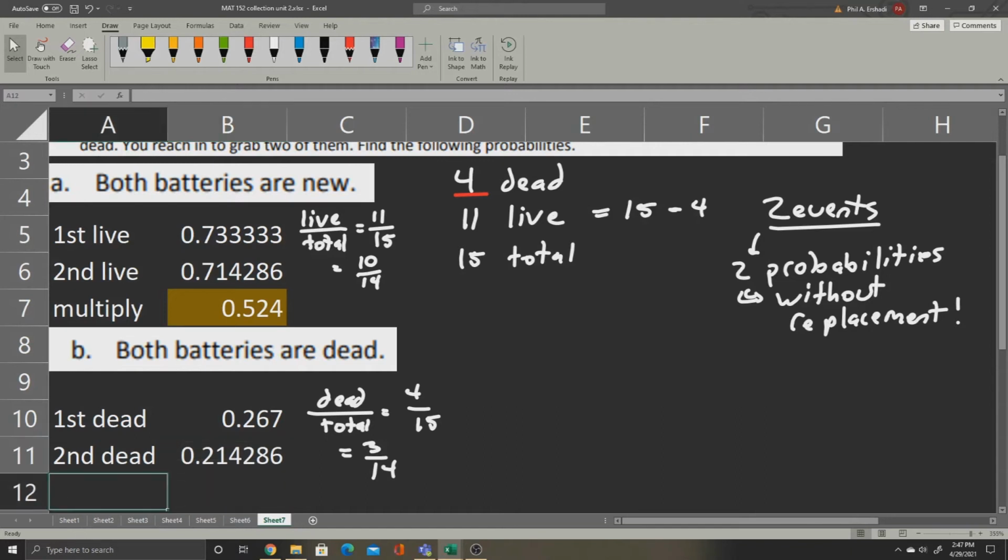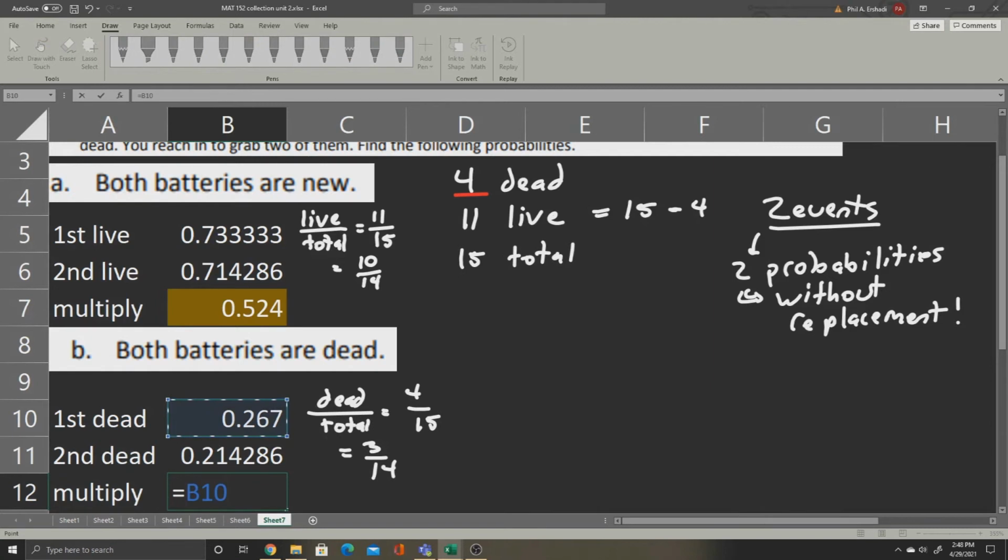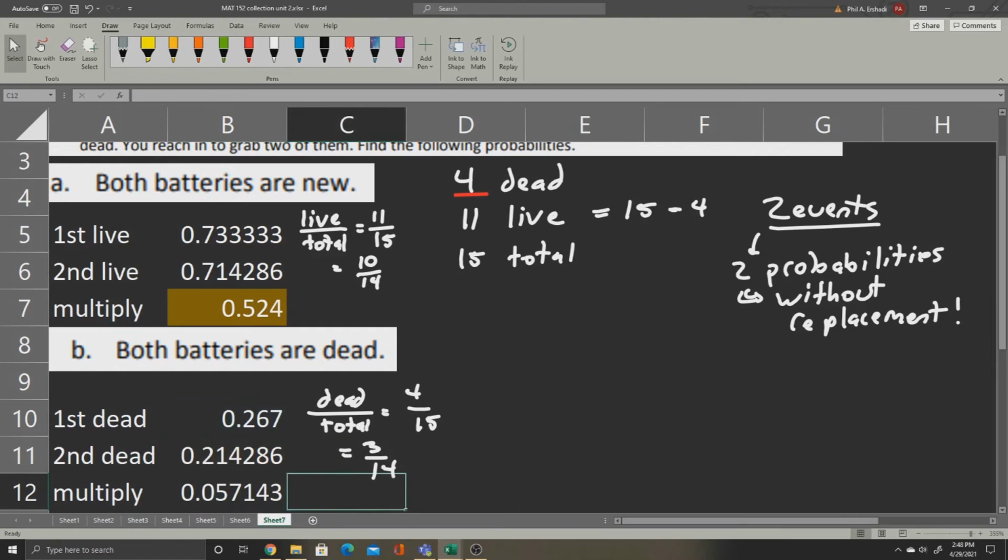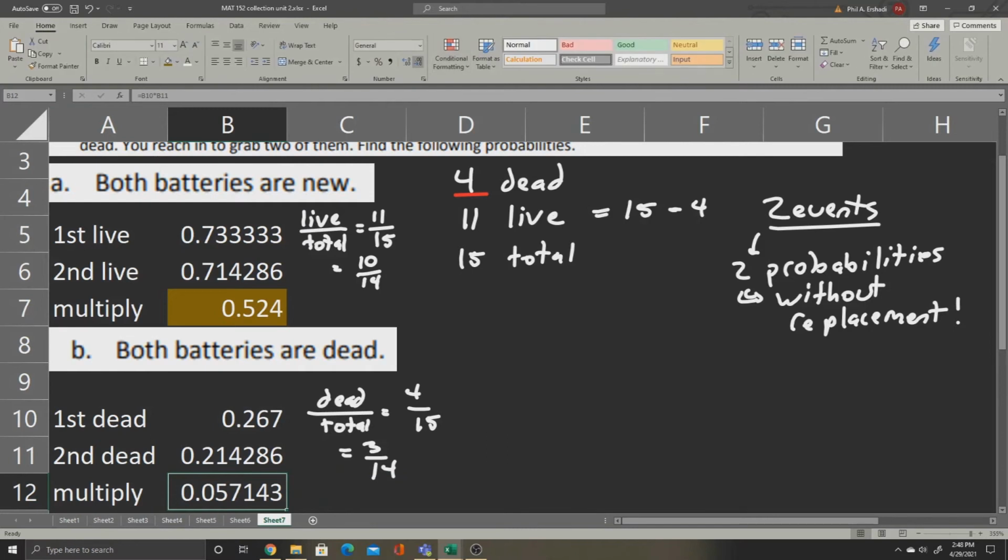Now, we multiply. We'll just take the first times the second. Click the first probability, multiply by the second. This gives us a probability of 0.057143. Again, let's reduce the decimals. So this is about a 5.7% probability that both batteries will be dead.